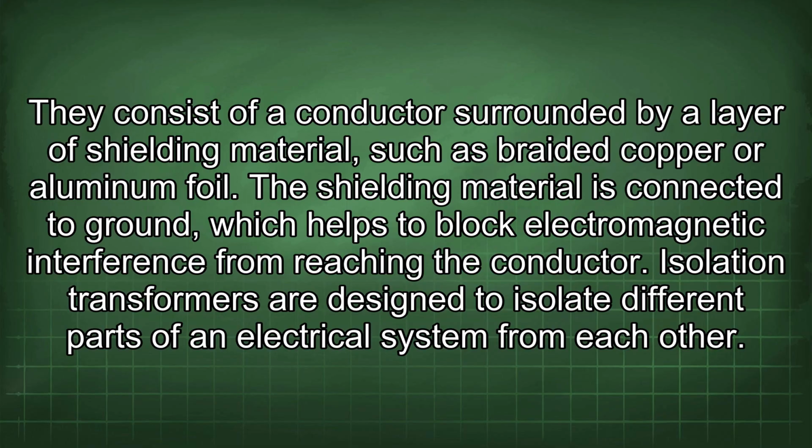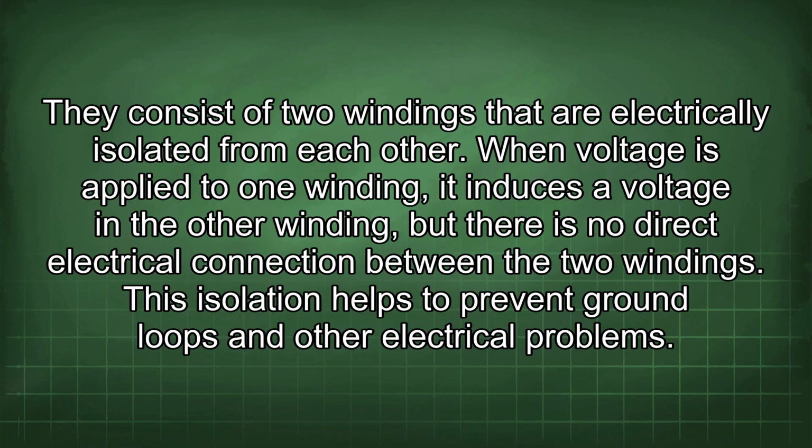Isolation transformers are designed to isolate different parts of an electrical system from each other. They consist of two windings that are electrically isolated from each other. When voltage is applied to one winding, it induces a voltage in the other winding, but there is no direct electrical connection between the two windings. This isolation helps to prevent ground loops and other electrical problems.